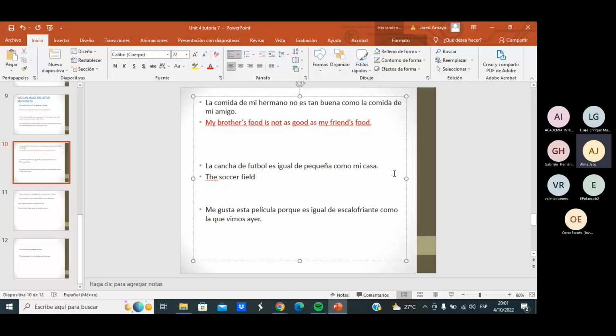Is not as. But this is an affirmative. Affirmative. Is as. Small. Yeah, because that is the adjective. Small as my house. My house, and that's everything. Soccer field is as small as my house. And yeah, that's correct. That works.